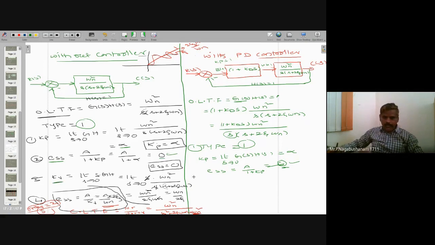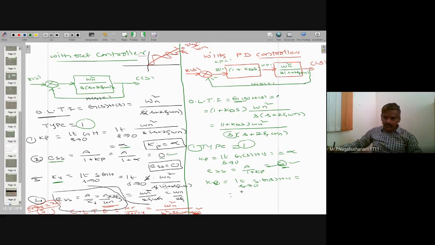Kv. Sorry, Kv, not Kp. Kv formula: Kv equals limit s tends to 0 of s into G of s H of s. If you replace G of s H of s, this s and this s will get cancelled.